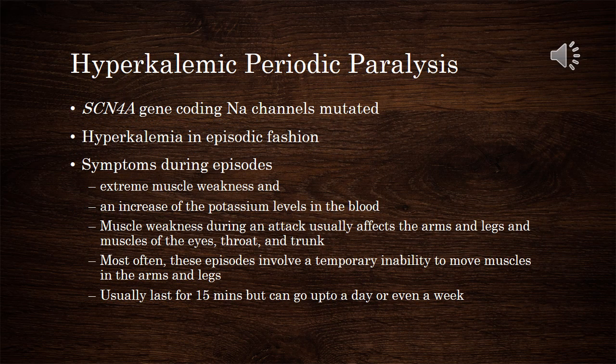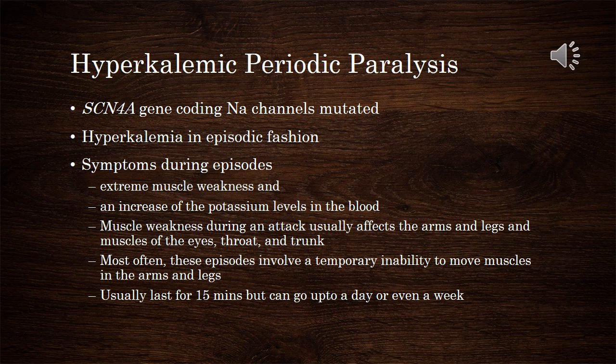So if there is a mutation in the SCN4A gene that codes for the sodium channels, that may lead to hyperkalemic periodic paralysis. And in this disease, there is hyperkalemia which happens in episodes, and during the episodes, there are certain symptoms, for example, extreme muscle weakness and increase of potassium levels in the blood.